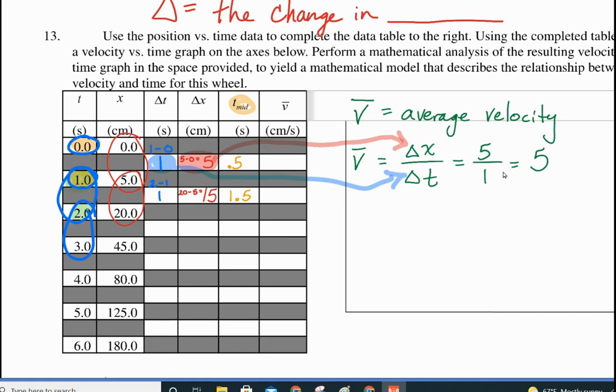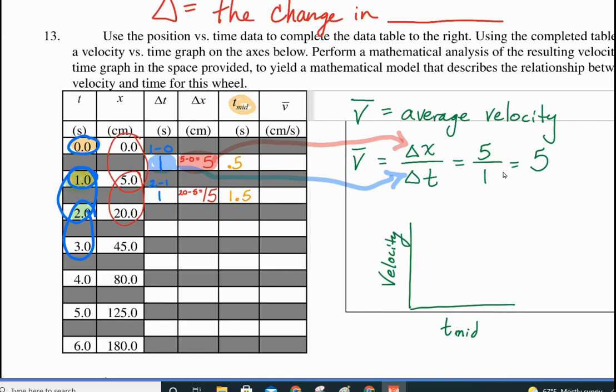Now, remember I said, when does that velocity happen? Well, that velocity is going to happen at the middle time between those two extremes. Well, that's going to be when this happens, right? So on your graph, once you finish doing this, you're going to then graph time mid versus velocity, or velocity versus time. Does that make sense?